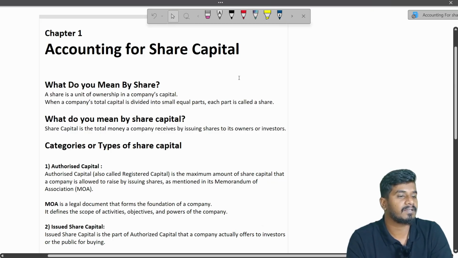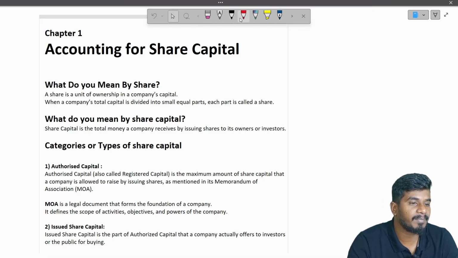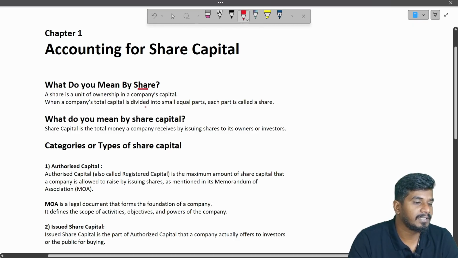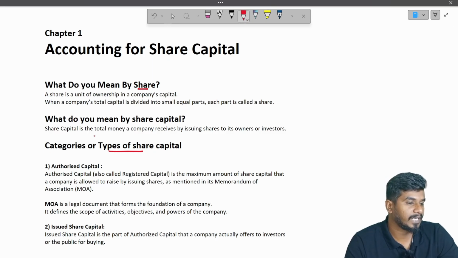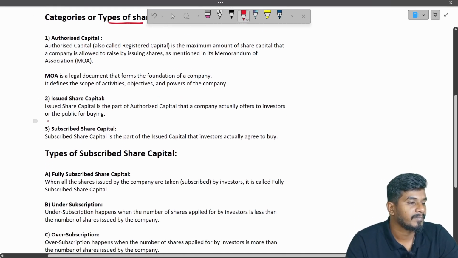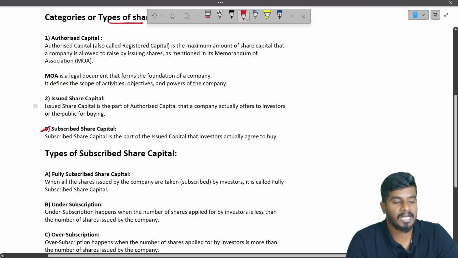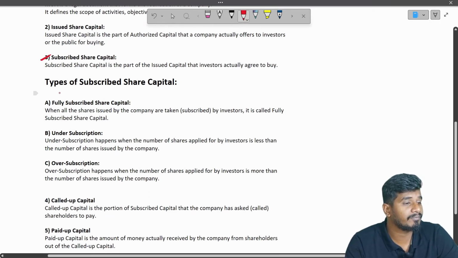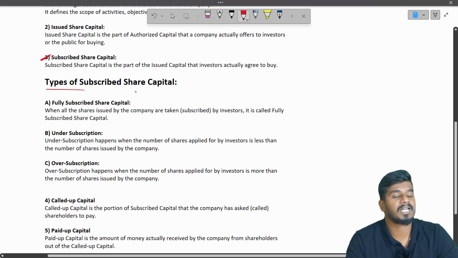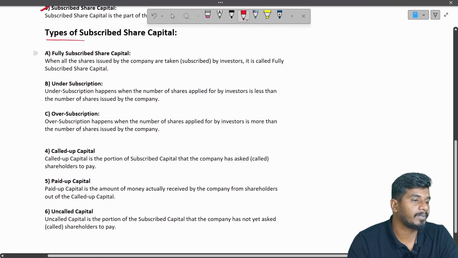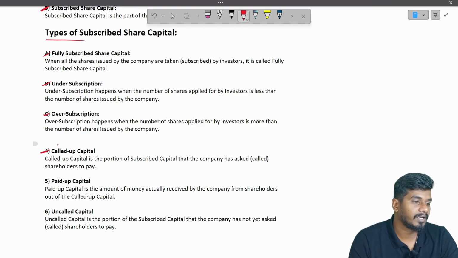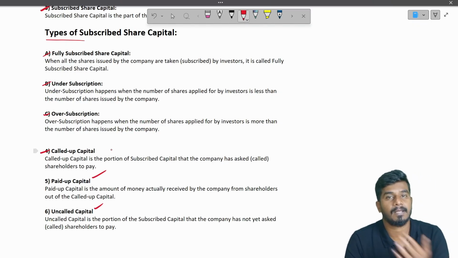So in previous class, we understood what is share capital, share and types of share capital, and we had authorized share capital, issued share capital, and we understood what is subscribed share capital, and also what are the types of subscribed share capital. In subscribed share capital, we saw fully subscribed, under subscription, over subscription, and all. And again, we understood called up capital, paid up capital, and uncalled capital.